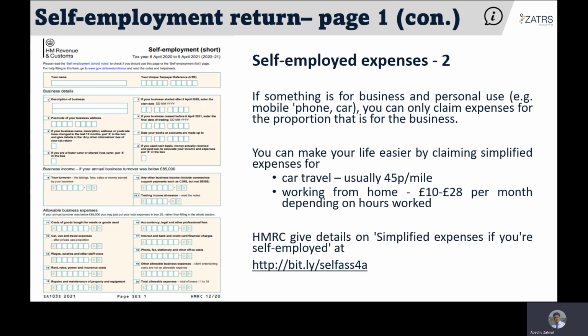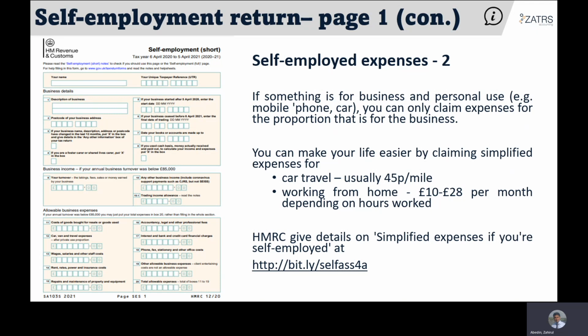One tricky bit when you're looking at expenses is where you're using something both in the business and for personal use. Obvious examples are things like your mobile phone and the car. You can only claim the expenses that relate to the business. So for example, if I've got a mobile phone and use it half and half for business and personal use, you could only claim half of the payments you have made for that phone. So you just work out roughly how much is being used for business purposes.